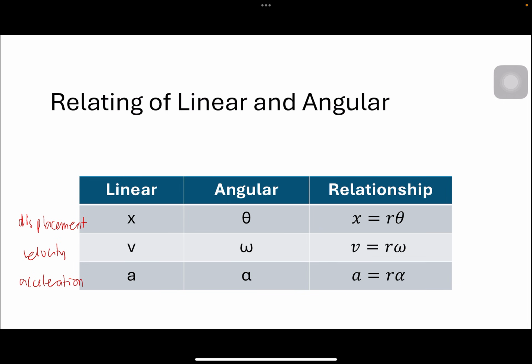Take note of the relationship as we defined earlier. Your arc length, which is x, which is also your displacement, is equal to r times theta in radians. So your linear and your angular velocity are related by velocity is equal to r times your angular velocity. Then your linear acceleration is equal to your radius times your angular acceleration alpha.